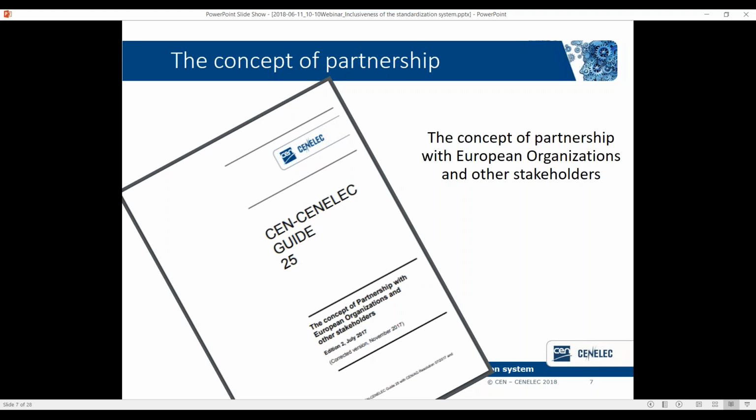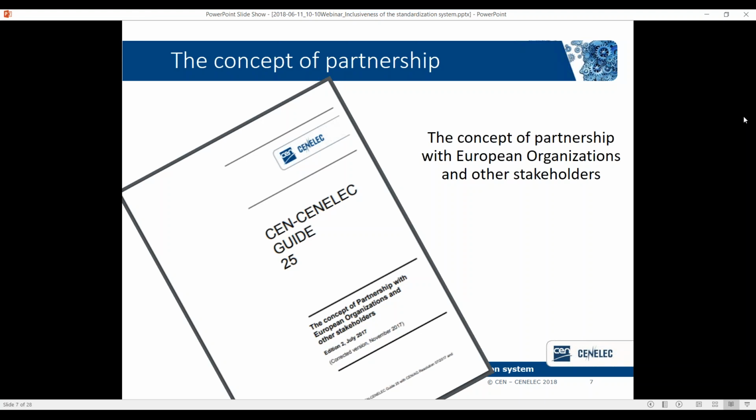CEN-CENELEC Guide 25, the concept of partnership with European organizations and other stakeholders, provides the guidelines of CEN and CENELEC's policy towards building partnerships with European organizations, associations and other recognized stakeholders who have an interest in European standardization and are willing and able to provide added value knowledge and to actively contribute with inputs and proposals to CEN and/or CENELEC governing and technical bodies.